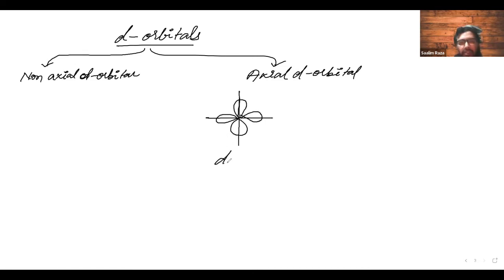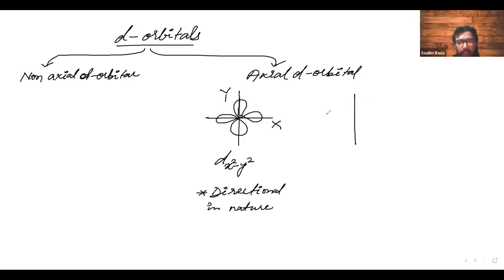Okay, so this is d x square minus y square. This is the x-axis and this is the y-axis. We can see that we don't have any probability, any density of electron in the z-axis, correct? We only have it in the x and y-axis. Hence, we can say that it is directional in nature.